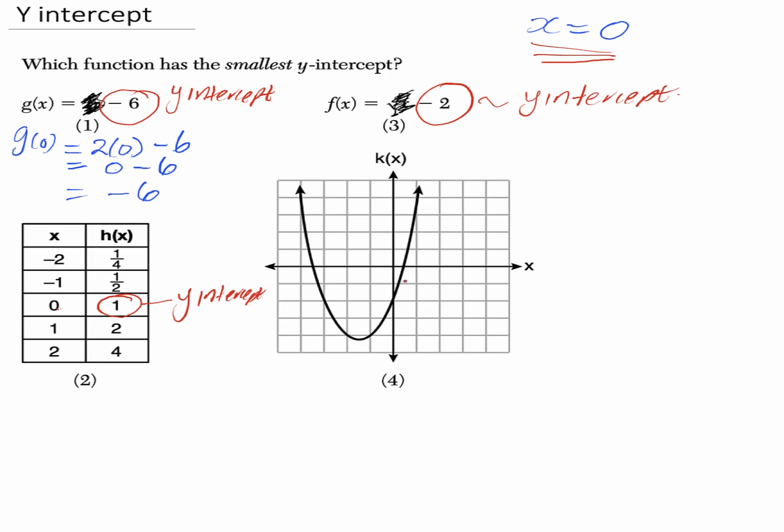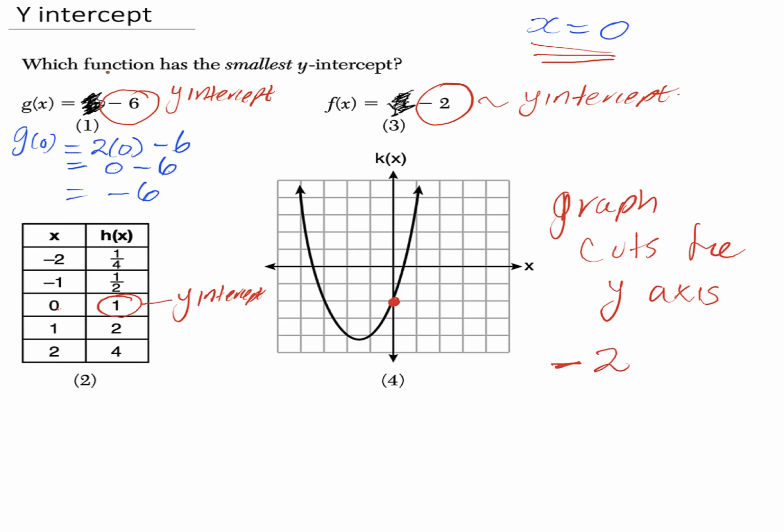And if you have a graph, your y-intercept is where your graph cuts the y-axis. So we know this is the x-axis, so we're going to find where our graph cuts the y-axis. It's right here. So notice that this is down, which means it's going to be a negative, and then we're just going to count. This will be 1, 2. So this is negative 2.